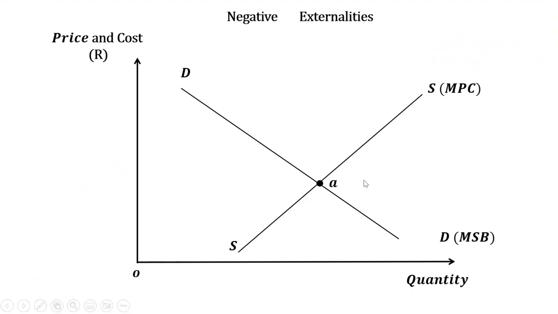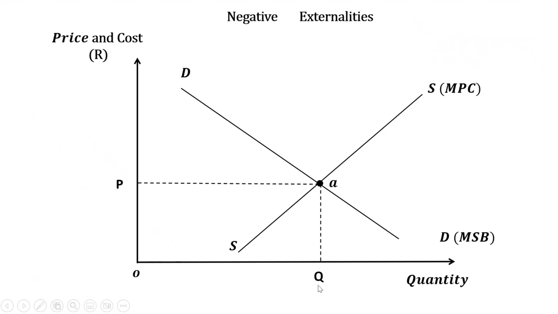Now let's look at point A. At point A, you can see marginal social benefit is equal to marginal private cost. The price per unit is P and the quantity sold is Q. This price only includes private cost. The price P is the market price and the quantity Q is the market quantity, and it does not include the cost to society as a whole. The external cost is not included when the market produces at Q here.